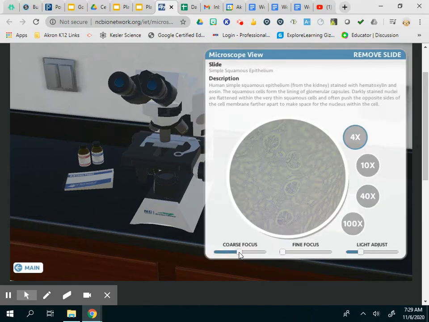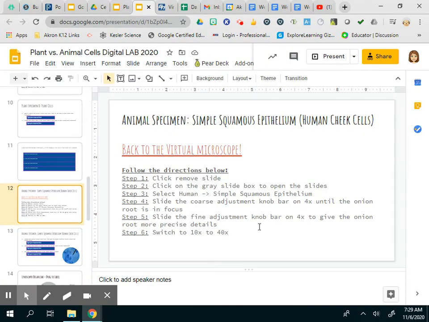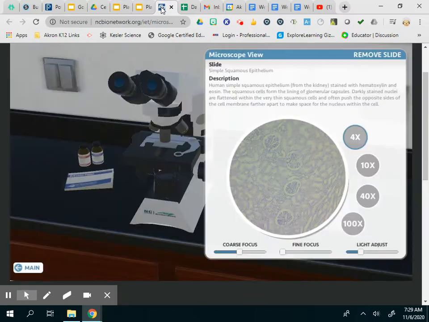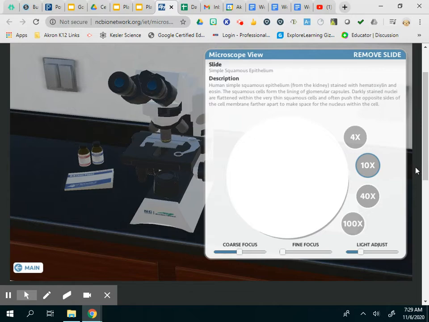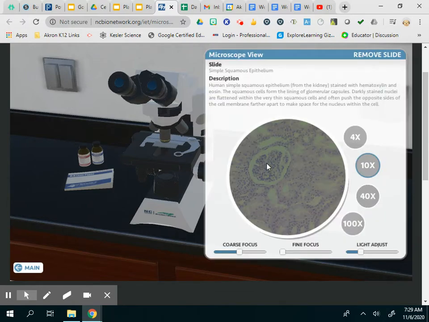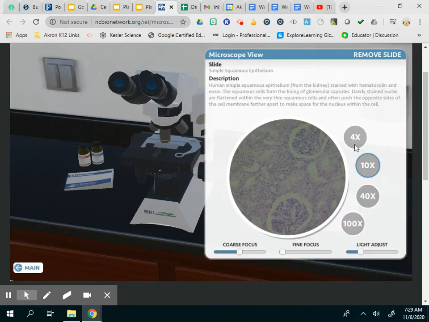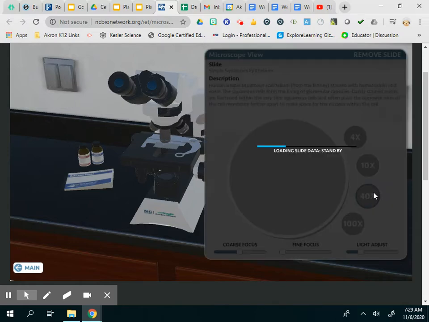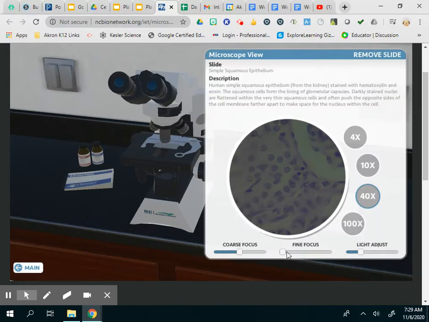We're going to focus a little bit better, and then they want us, yeah, look, they just copied and pasted and made the wrong typos in here. I'll have to fix that. So we're going to go all the way up to 40 again with this one. So we're going to go to 10x, kind of move these around, go to 40x, so we can see them even better. Some fine focus, maybe a little more light.